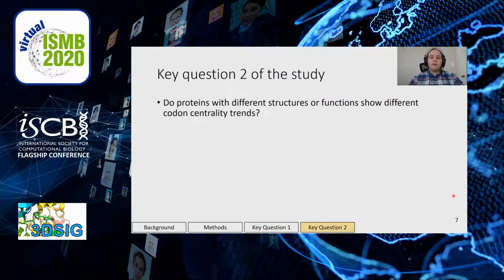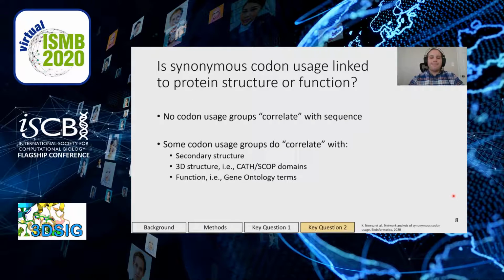Now we will look at the second key question of the study, which I am introducing. Do proteins with different structures or functions show different codon centrality trends? In other words, is synonymous codon usage linked to protein structure or function? We see that no codon usage groups correlate with sequence. And by correlate, we mean it is not the case that proteins within a codon usage group are more or less sequence similar to each other than they are to proteins in other codon usage groups. In other words, the codon usage groups cannot be formed based on sequence data. However, some codon usage groups do correlate with secondary structure, 3D structure, and/or function.